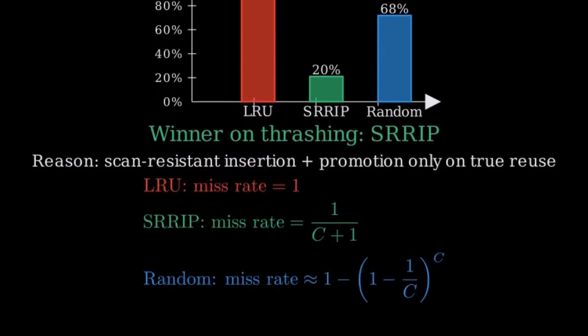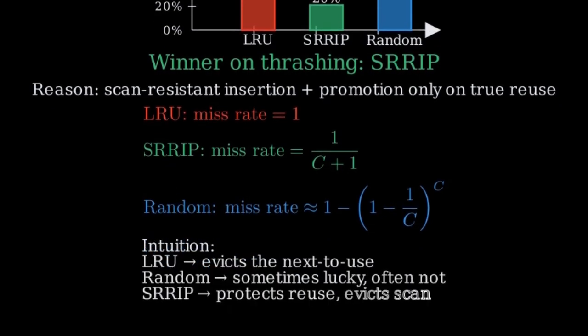To wrap up the math, for capacity C with a working set C plus 1 in a pure cycle, least recently used has miss rate equal to 1 because each reference is to the least recently used block. Static re-reference interval prediction converges to 1 miss per cycle, so the miss rate is 1 over C plus 1. Random is approximately (1 minus 1 over C) to the C, which is around 36 to 38% for moderate C. Therefore, SRRIP wins decisively on this adversarial thrashing pattern.